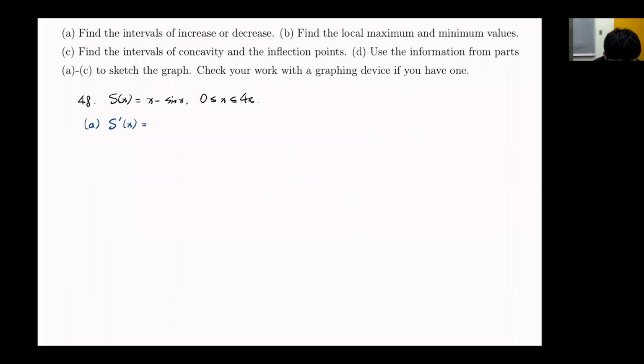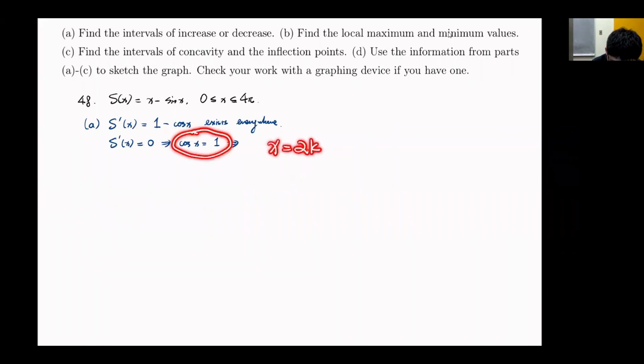Well, this is pretty easy. So s prime of x is simply 1 minus cosine of x. All right, so this guy exists everywhere. Okay, s prime of x equals 0. So this means cosine of x equals 1. The general solution to cosine of x equals 1 will be x equals 2k pi.